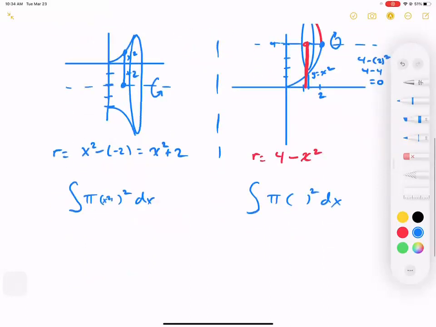X squared plus 2. 4 minus x squared. Different shapes, different volumes. So every problem has its own setup. So make sure you give every problem its due. Give it some time, making sure you are catching it. Now, all these problems, since they are simple polynomials, we could integrate by hand. Sorry, this needs to go outside. Now, on the AP test, you can always just put the pi on the outside. Remember, that is just a constant.